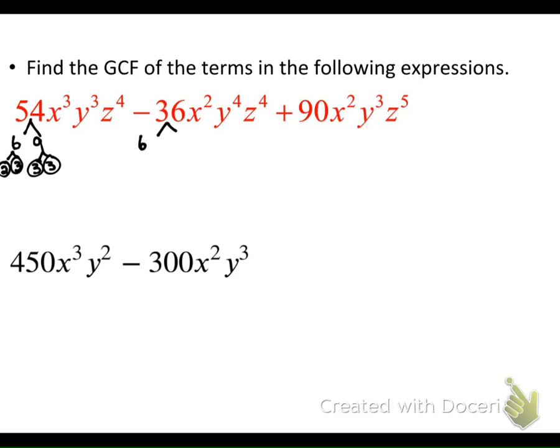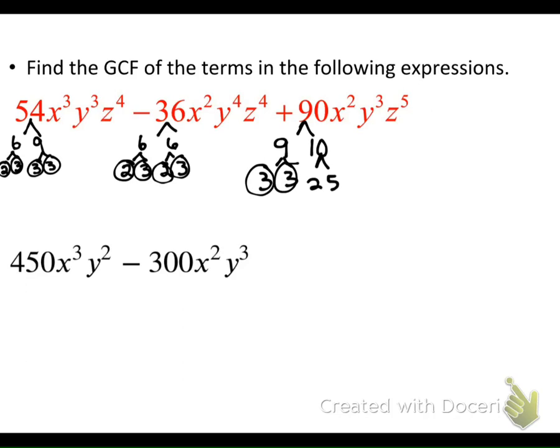Okay. For 36, David? 6 and 6. Keep going. 3 and 2, and the same thing. Danier, for 90? 10 and 9. Then 3 and 3. Then 5 and 2. So after I make my factor tree for each one of these, I'm going to come over and write them out in a list.